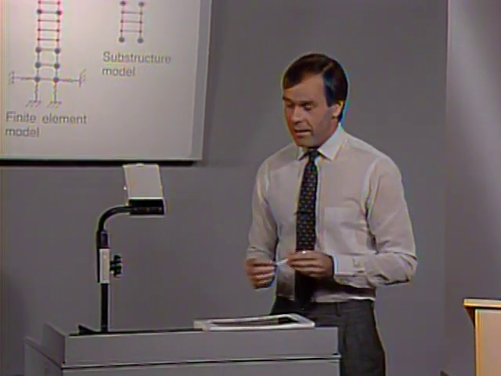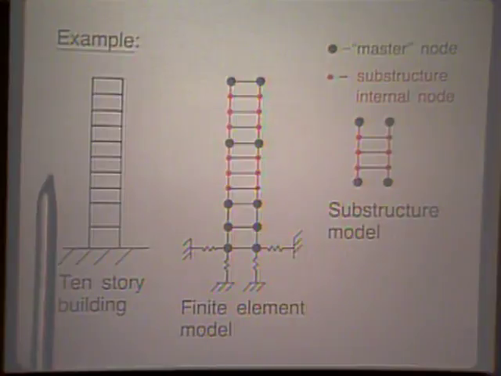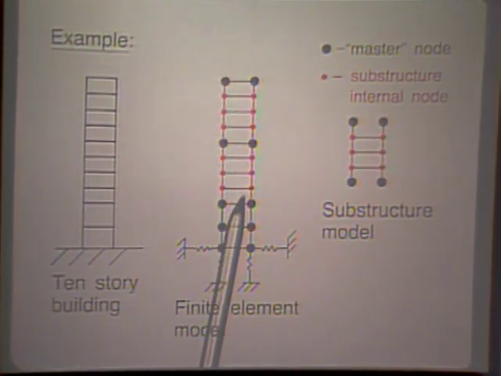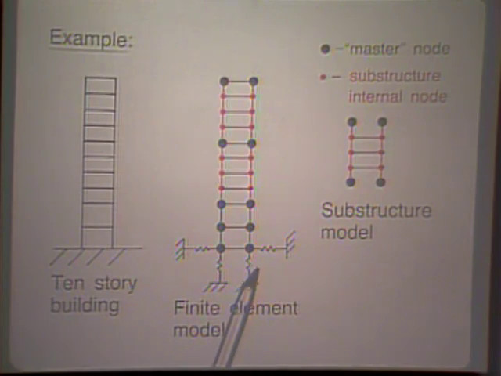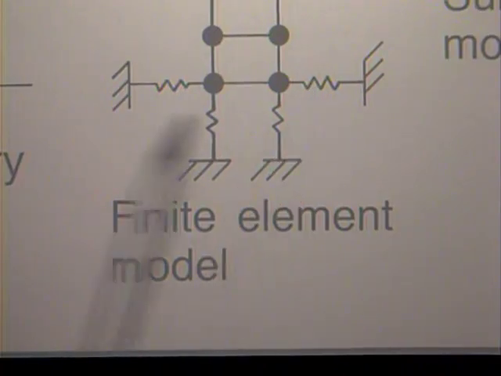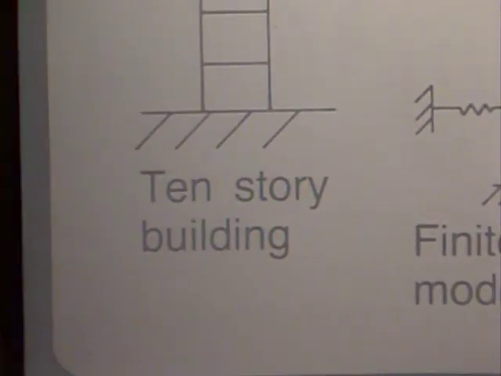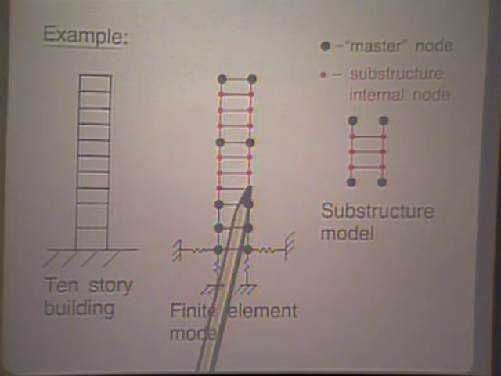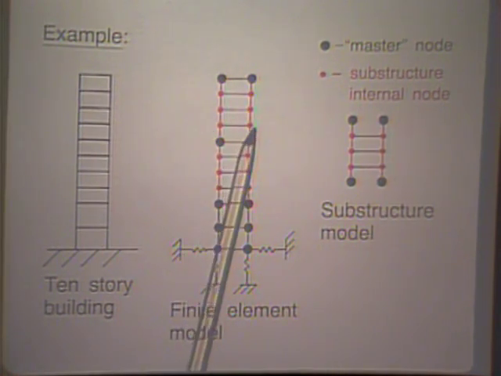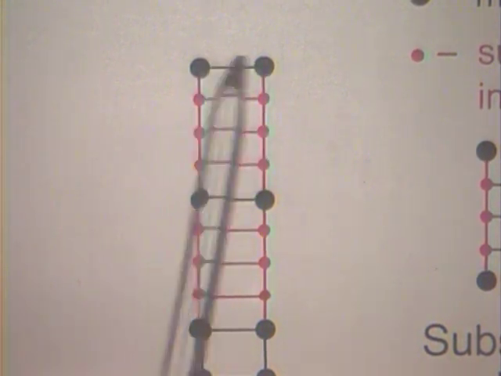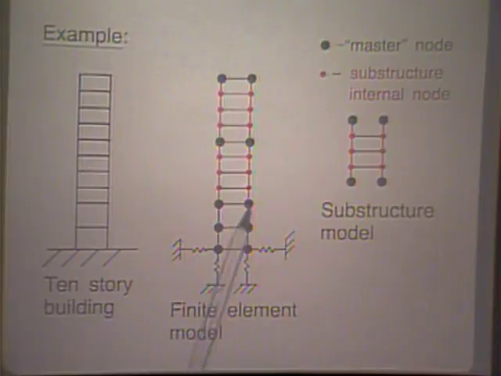Let's look schematically at an example. Here we have a 10-story building, and that 10-story building is discretized, idealized as shown here. We also want to include the elasticity of the foundation, and that is modeled very simply here as an assemblage of springs. We deal here with two substructures, shown in red for the substructure degrees of freedom and in black for the master degrees of freedom. This is also part of the master degrees of freedom.